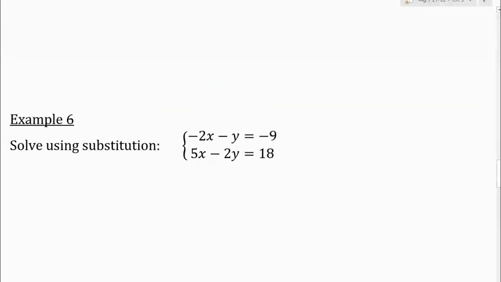All right, this one, I'd pull the y over here, bring the 9 to the other side, and use that. Take that, plug it in for y.